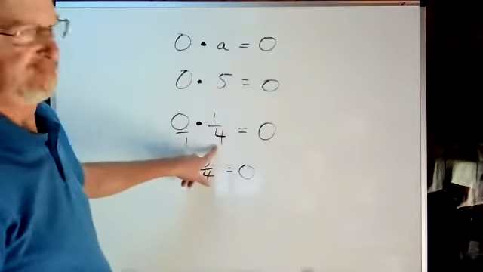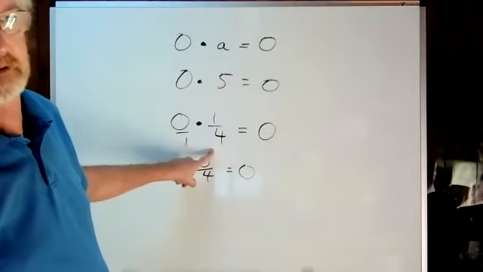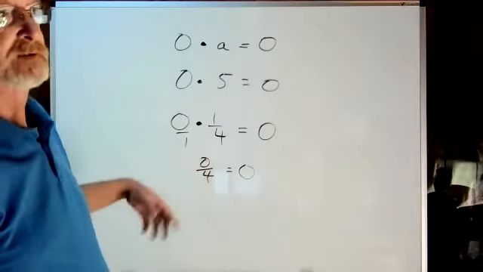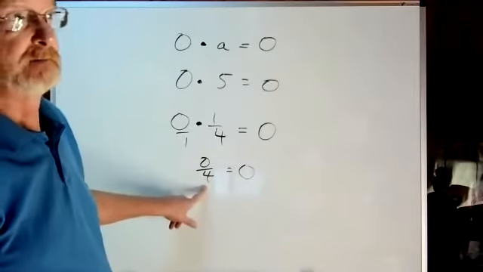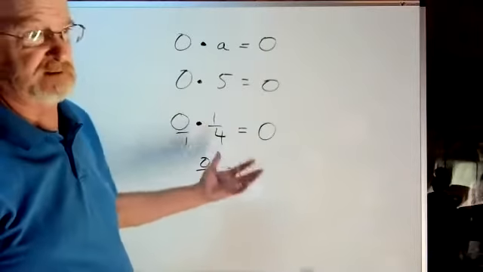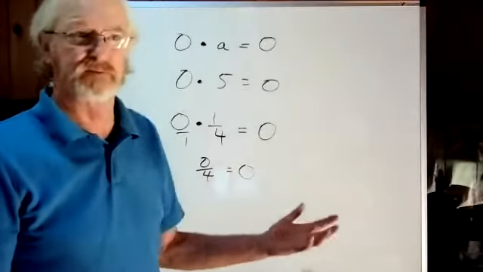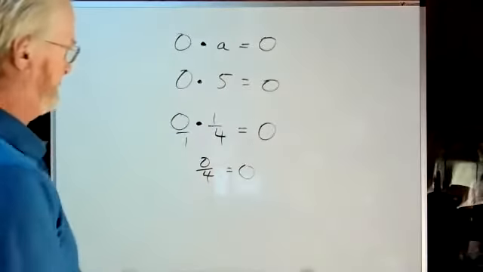Division is really like multiplying times that fraction. So you can divide 0 by anything, and it's still just 0. What's 1/4 of 0? It's still just 0. Okay.